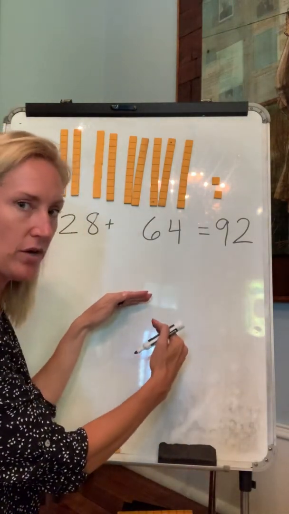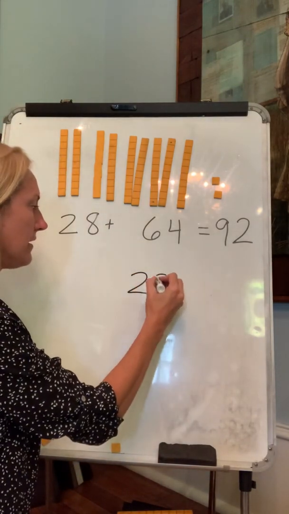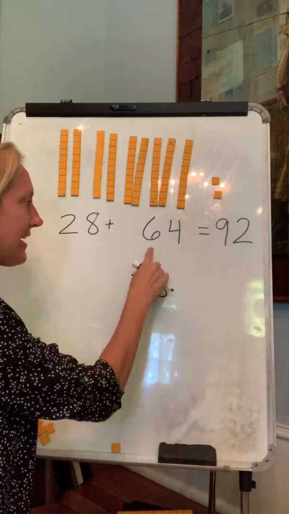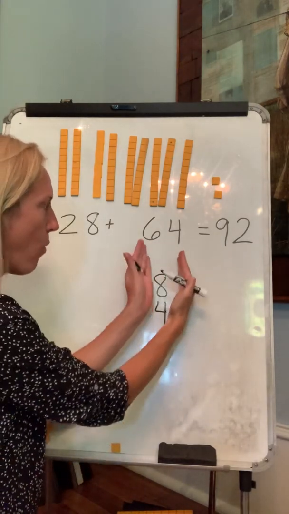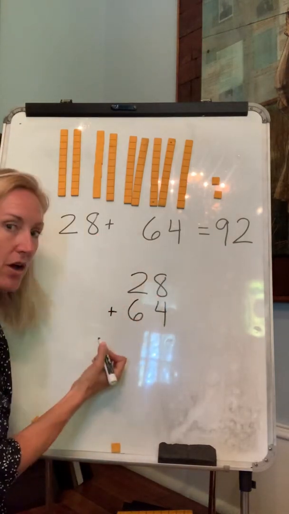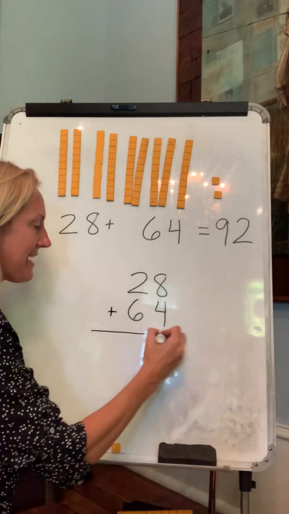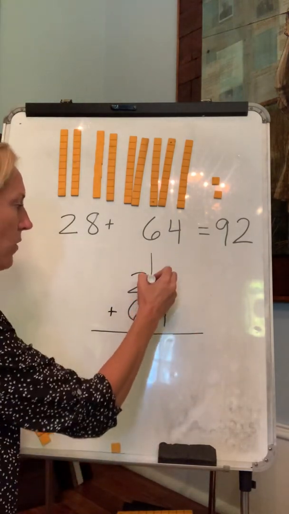So let's look at what that looks like when we do it where we put them on top of each other. Let's see what that looks like. We started with 28 and we added 64. So I'm going to put 64 right underneath it so my ones are together and my tens. Plus sign on the left. And this is my equal sign. Okay. Well, we said we always start with the ones.